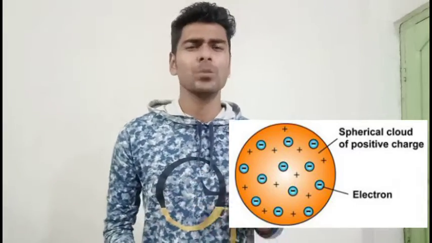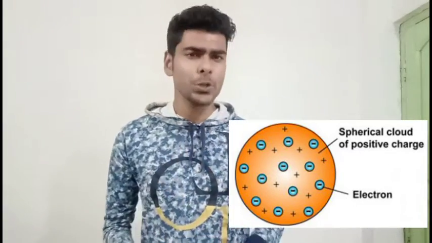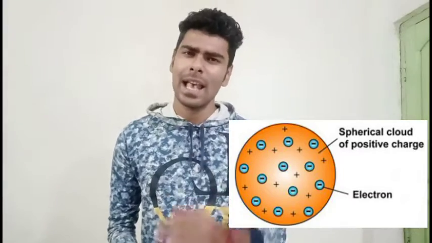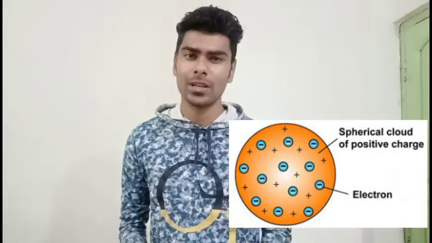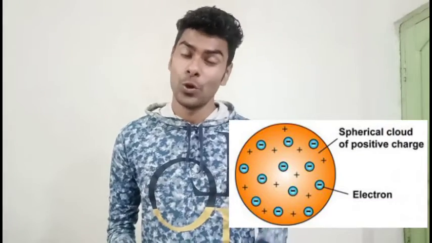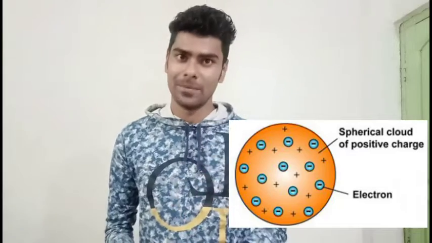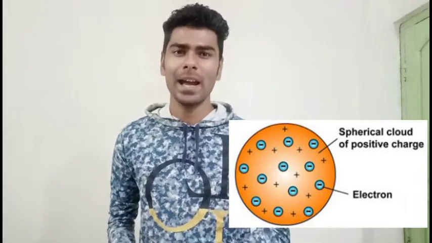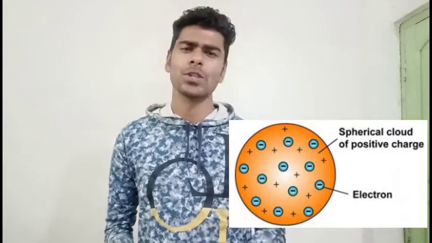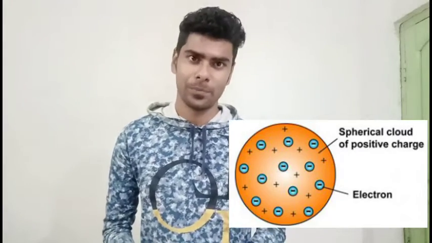So in very simple words, an equal magnitude of positively charged protons and negatively charged electrons are present in an atom. Therefore, every atom is electrically neutral, because the same number of protons and electrons are present in an atom. So this was the theory of Thomson, but this theory also had a drawback, because this model was also unable to explain the stability of the atom.